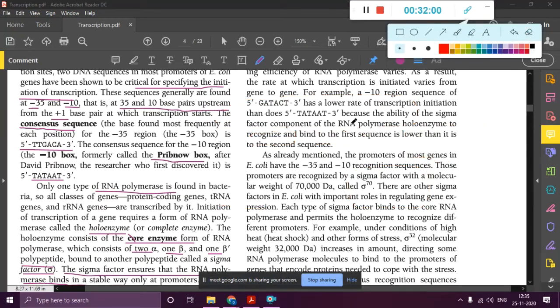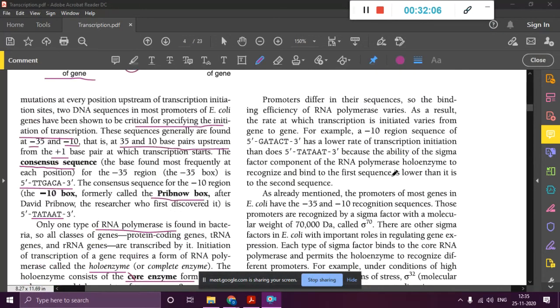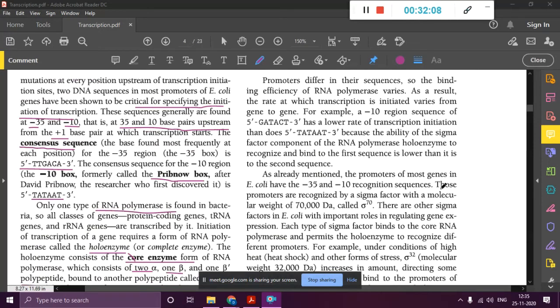Let me erase this. So the molecular weight of the sigma factor is 70,000 daltons, or 70 kDa.